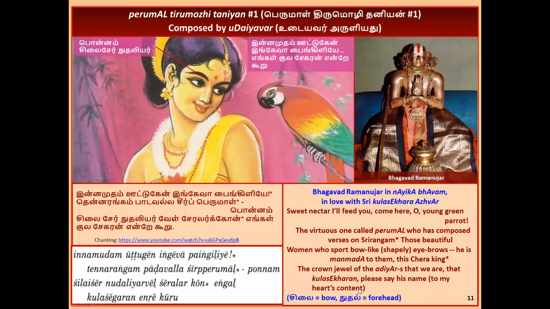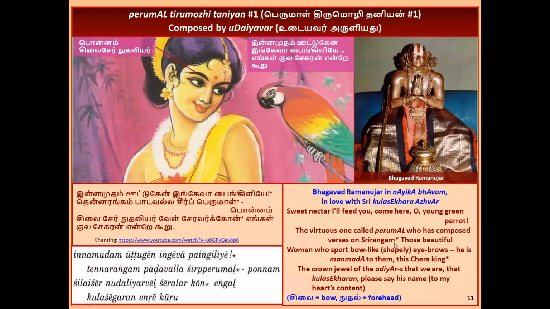You will say that the sweetheart is kulasEkhara in this case, to my heart's content. So now in the intervening lines, the Ramanuja Nayaki, if you will, is describing that kulasEkhara perumAl. She says, the virtuous one called perumAl, who has composed verses on Sri Rangam. You will see that, in fact, the first three padigams of perumAl Tirumozhi are about Sri Rangam. So she talks about the glory of her sweetheart, namely this kulasEkhara perumAl.